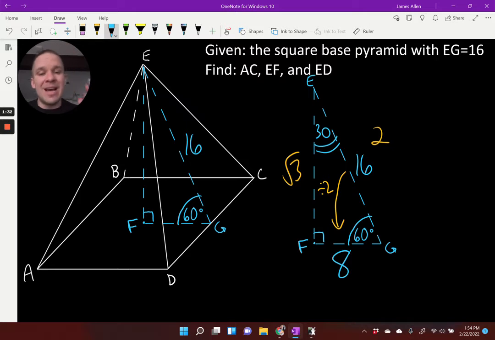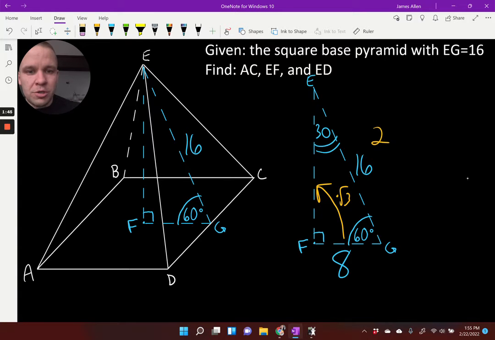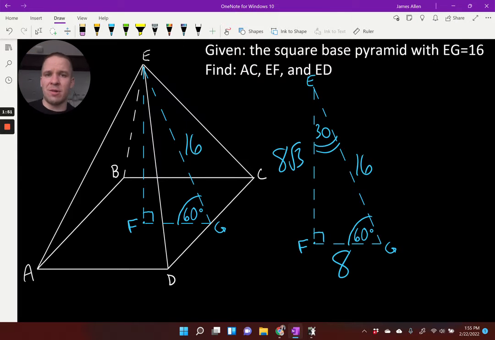Now, if I want to get the root 3 side, I would go ahead and multiply by root 3 to get there. So let's draw that in. I would take that 8, multiply by root 3, and now I'm going to have 8 root 3. Bingo, bango. I've just solved that triangle right there. And EF is one of the sides that I want.